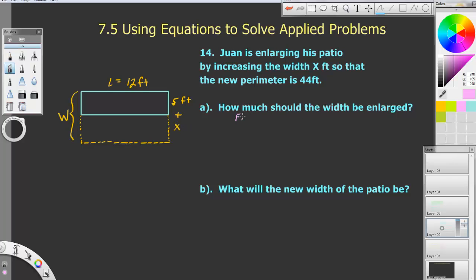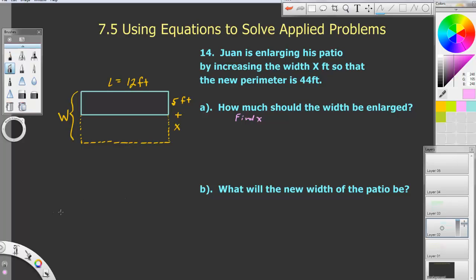Let's make a note there. That's just find x. And then we want to know, B, what will the new width of the patio be? So if this was, say, 4, the new width would be 5 plus 4, or 9. But we got to figure out what x is. Now remember, we're talking about perimeter here, which is distance around, not the area. The distance around is 44 feet.